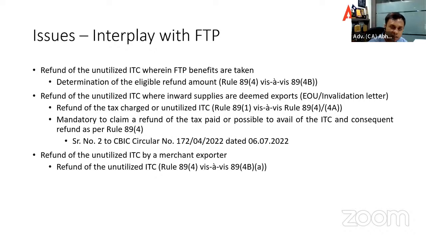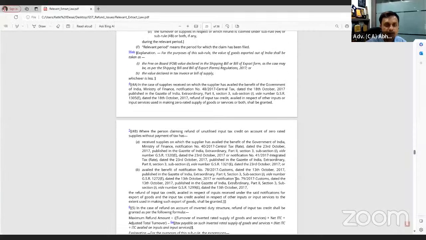However, the issue arises in the quantification. Again, we have here Rule 89(4), which is a general formula that we saw. And here we have this particular Rule 89(4B) clause (a), which says that in a situation where a supplier has availed the benefit of Notification 40/2017, that is, where a supplier has charged only the concessional rate of 0.1% on supplies made to such merchant exporters. In other words, he has availed the exemption from GST in excess of 0.1%.